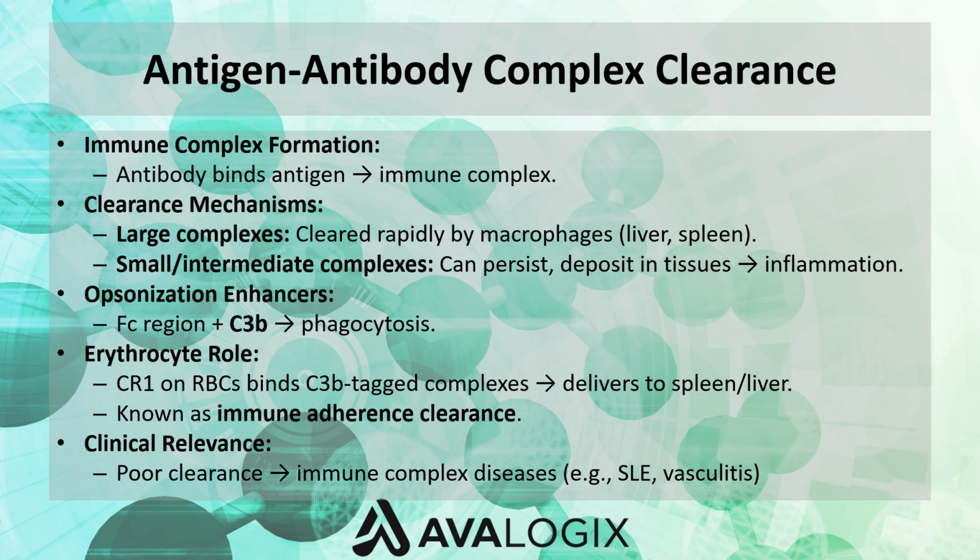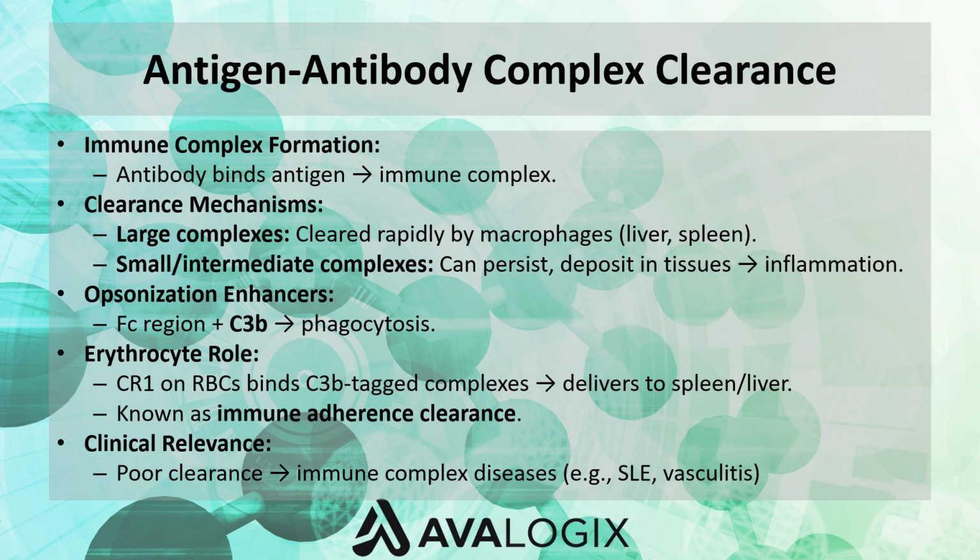Large, insoluble complexes are generally cleared quickly by the mononuclear phagocyte system, particularly by macrophages in the liver and spleen. These complexes are opsonized, or tagged, by the Fc region of the antibody and often by complement components like C3b, which enhance phagocytosis. Smaller or intermediate-sized immune complexes can be more problematic.